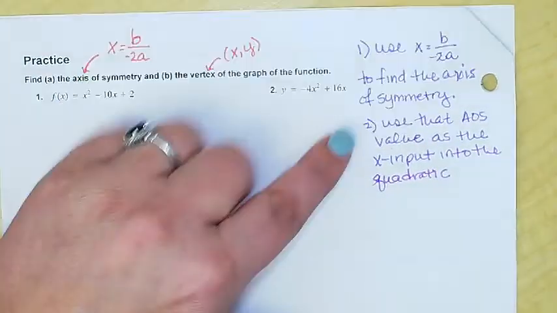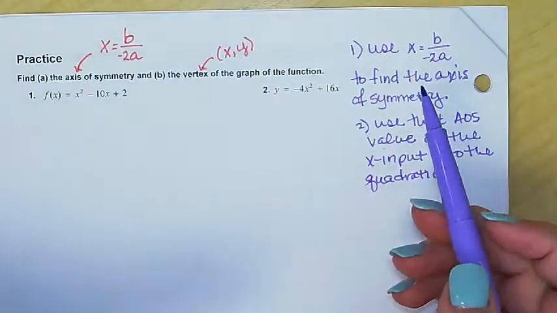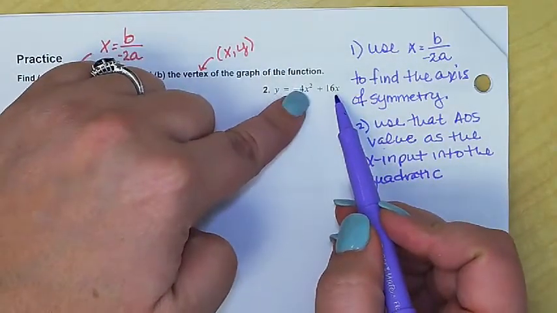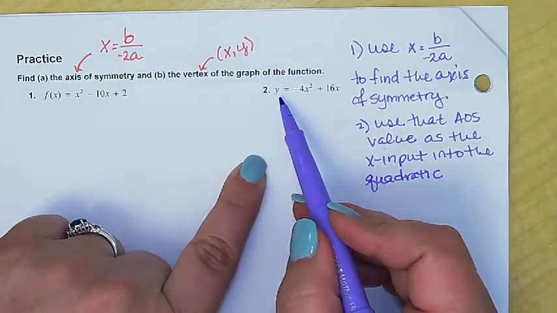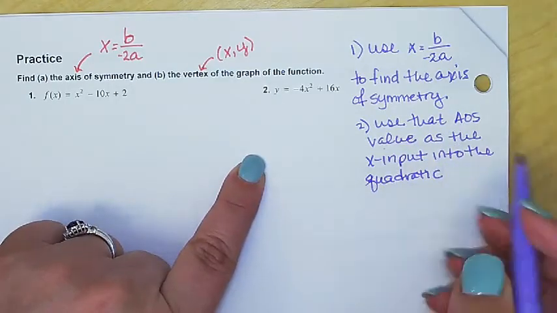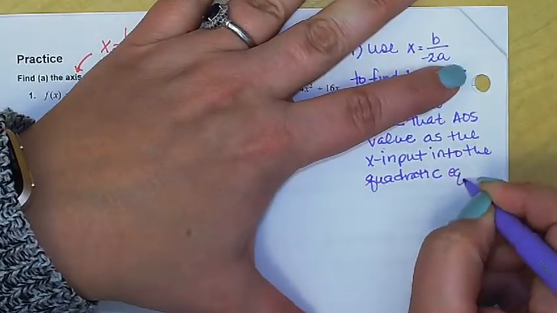Okay, so write that down. You're going to use that axis of symmetry value that we just found. So let's say we figured out x is 7. Then we'll plug 7 back in to find the corresponding y output. So we're going to use that axis of symmetry value as the x input into the quadratic equation.